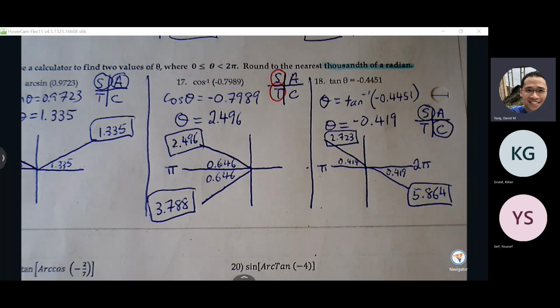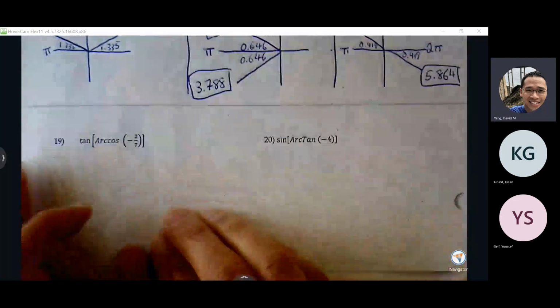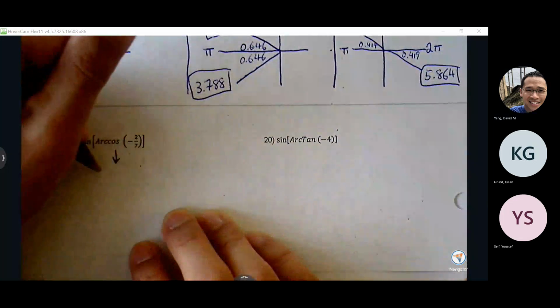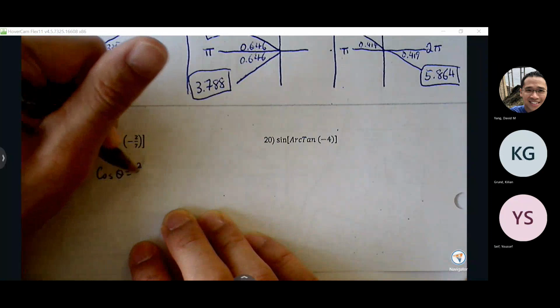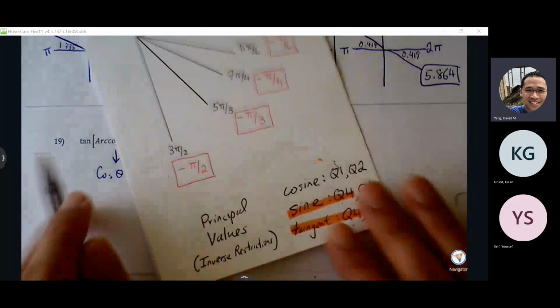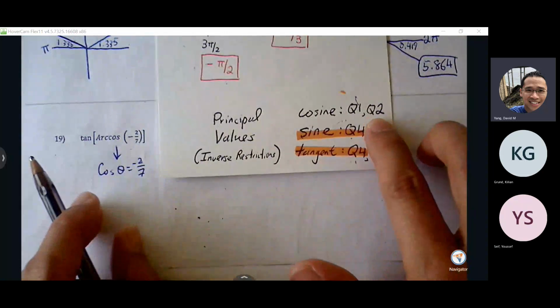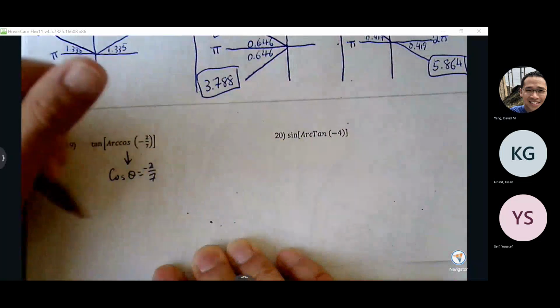Okay, 19 and 20 build out triangles in the appropriate quadrant. Arc cosine of negative 2/7. So principal values here, cosine is going to be negative in the second quadrant here. Build out your triangle in the second quadrant.